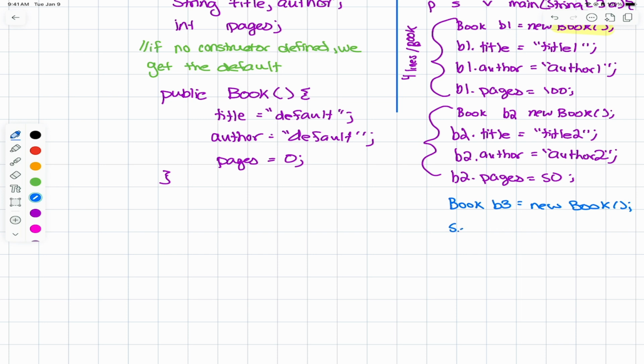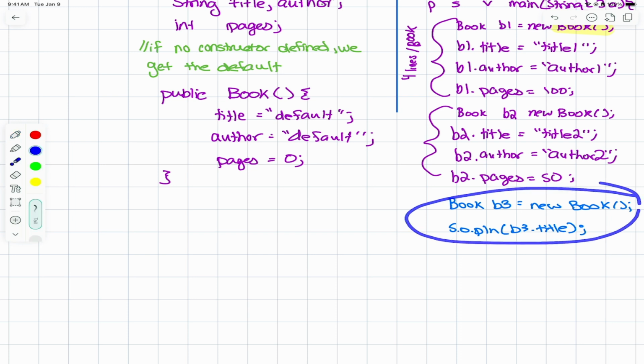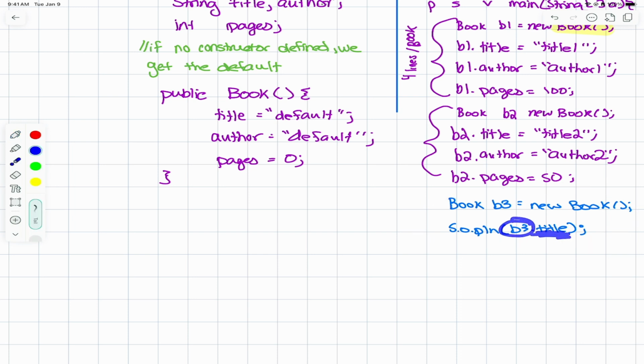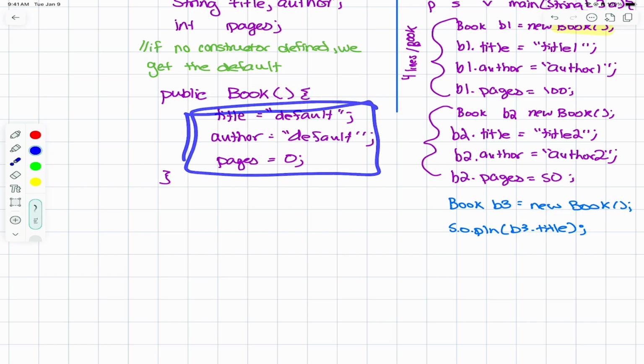And I try to print out some of this book, b3.title. So this code right here, what am I going to get? Well, the b3 title, I'm actually going to get default. Because now when I say new book, it's going to call into my constructor over here. And it will automatically preset those instance values.